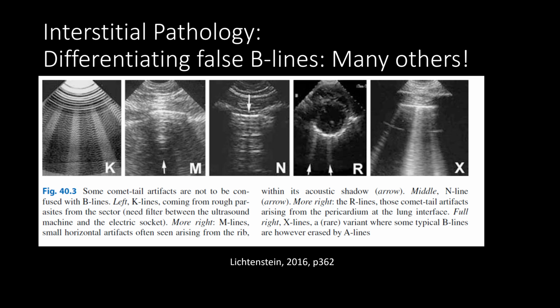There are actually a number of different false B lines, and I won't get into all of them, but this image from Lichtenstein et al. demonstrates the sheer number of different vertical artifacts that exist that can mimic B lines, but again are not indicative of interstitial syndrome.